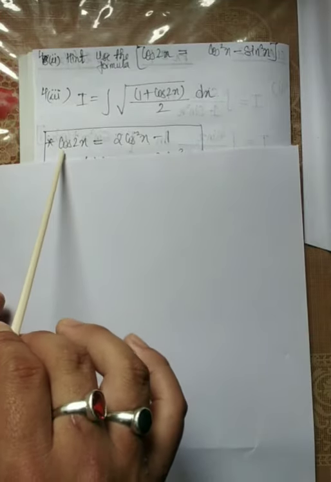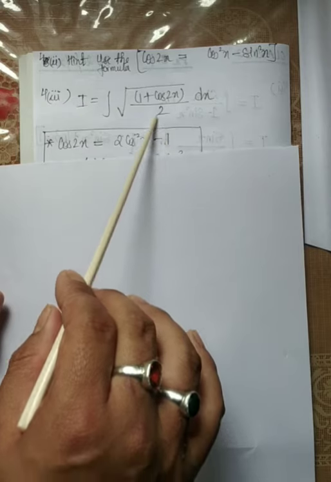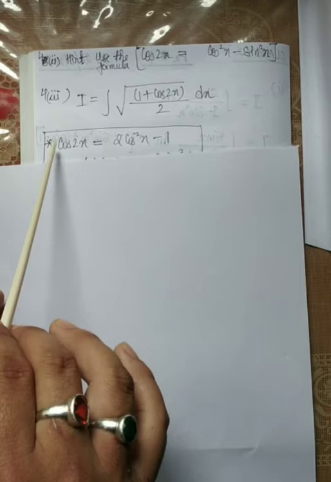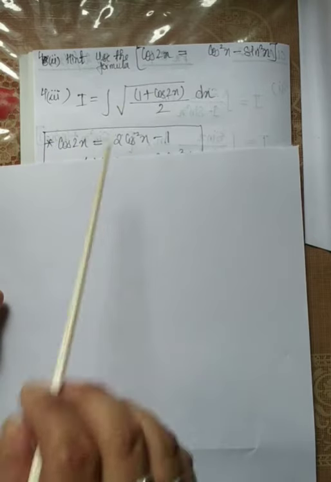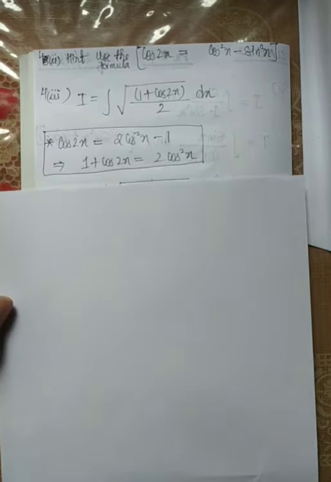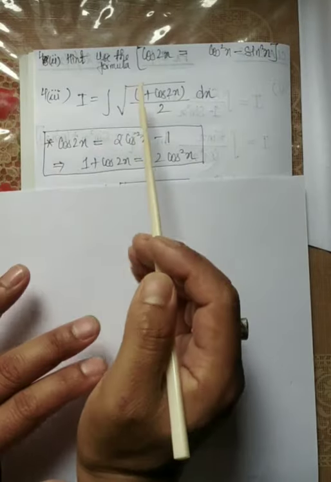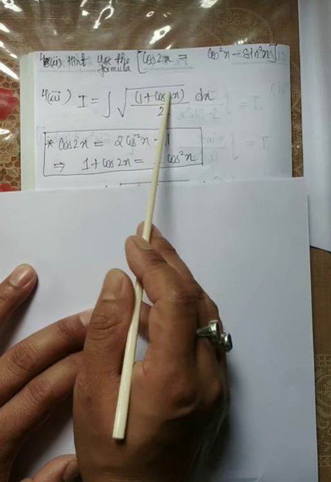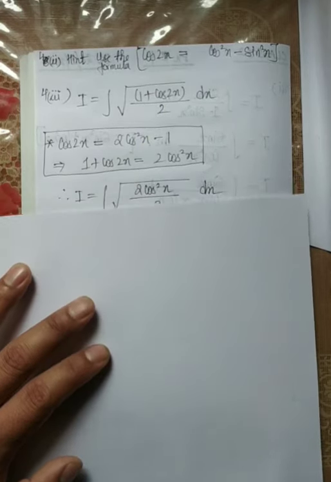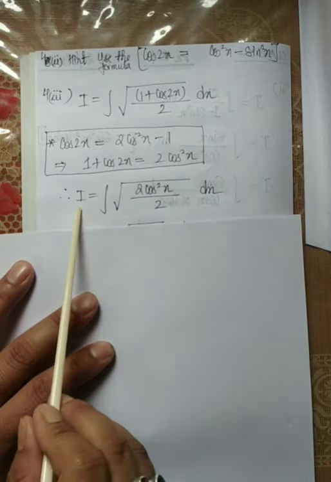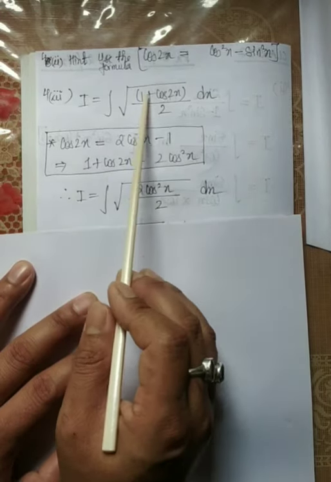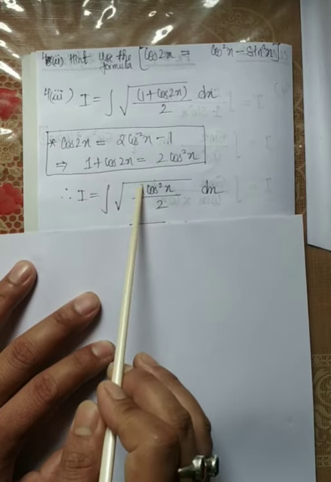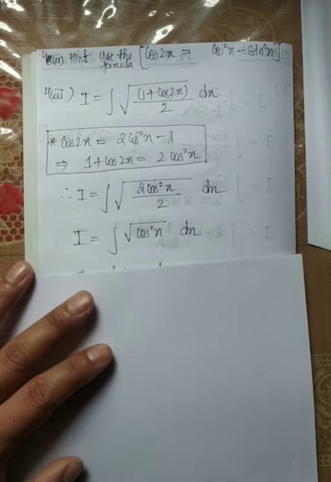So we're using the formula for cos 2x. Bring your minus 1 to the left hand side. So this minus 1 becomes plus 1. So 1 plus cos 2x becomes 2 cos square x. Now I'll replace the value for 1 plus cos 2x as 2 cos square x in the numerator here. Then let's see what we get. Therefore I will be this integration root over 2 cos square x, and then divided by 2. 2 and 2 get cancelled out, so I'll be getting root over cos square x.